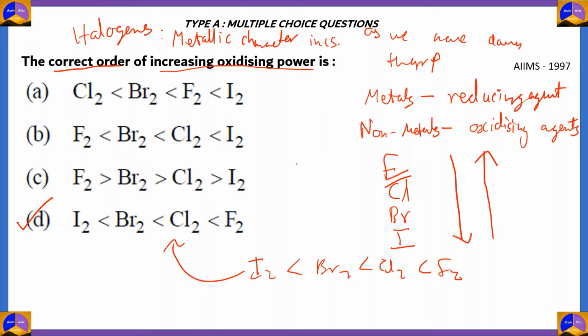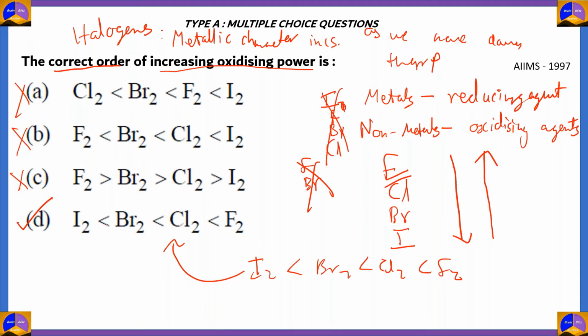In option C, the problem is Br comes after F, which is wrong because Cl comes after F and then Br. In option B, it says that F has the least oxidizing power. However, it is the non-metal here. I2 is almost metallic, has more metallic character. So this order is also incorrect. And in option A, it says that Cl is beneath all the other halogens. However, this order is also incorrect.